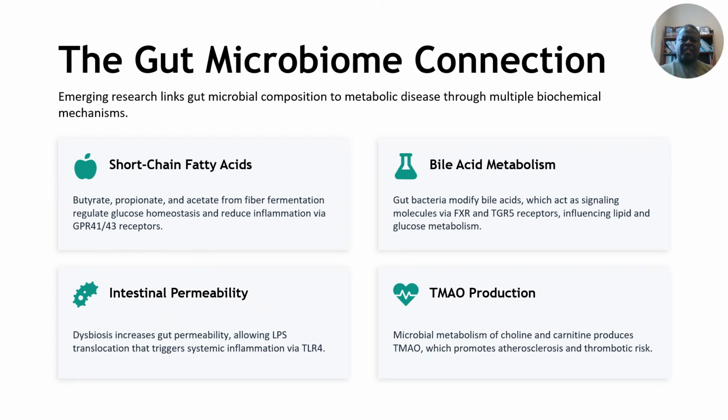So emerging research data links the disruption of the gut microbiome to almost all diseases, including metabolic disease, through multiple biochemical mechanisms. Short-chain fatty acids, primarily acetate, propionate, and butyrate, are the main byproducts produced when the gut microbiome ferments dietary fiber and resistant starches. They are critical for human health because they serve as the primary energy source for colon cells, regulate immune function, and strengthen the gut barrier, so-called intestinal permeability.